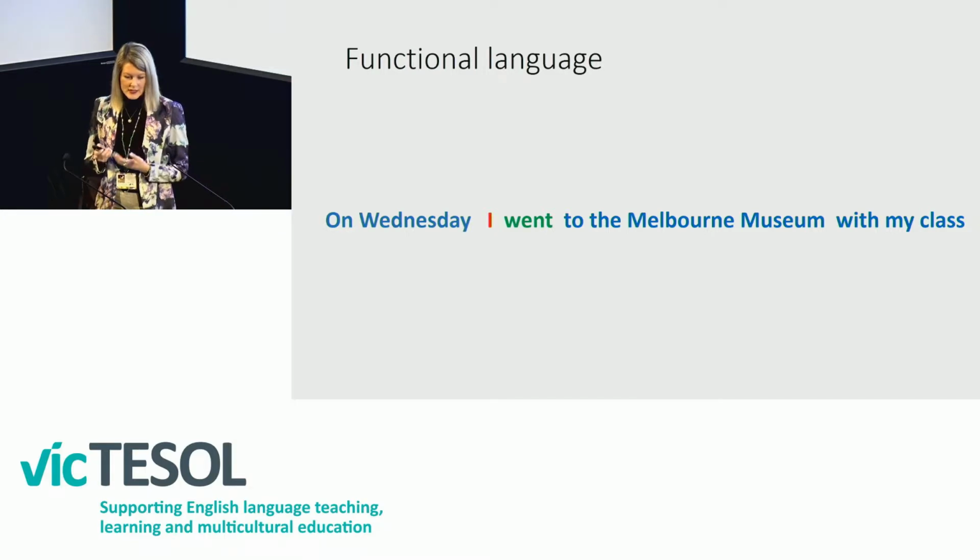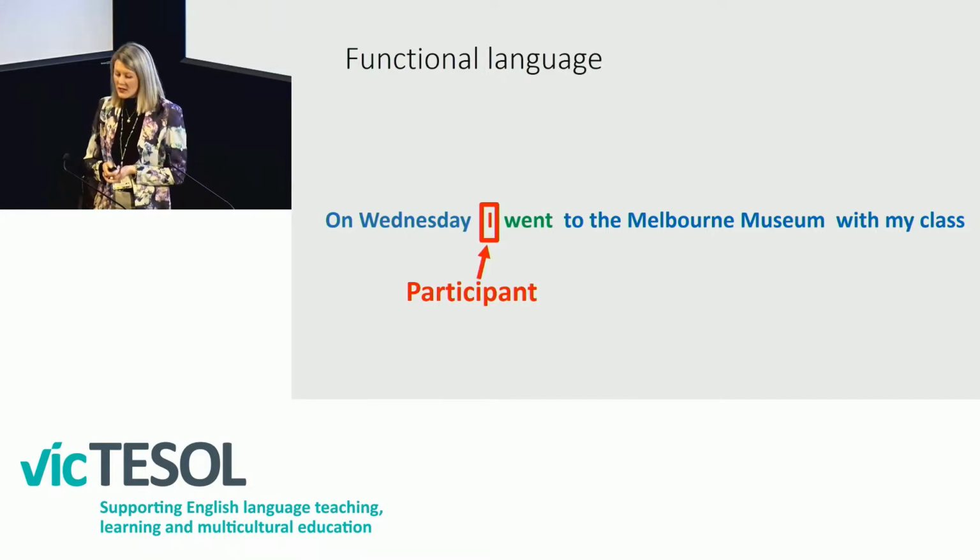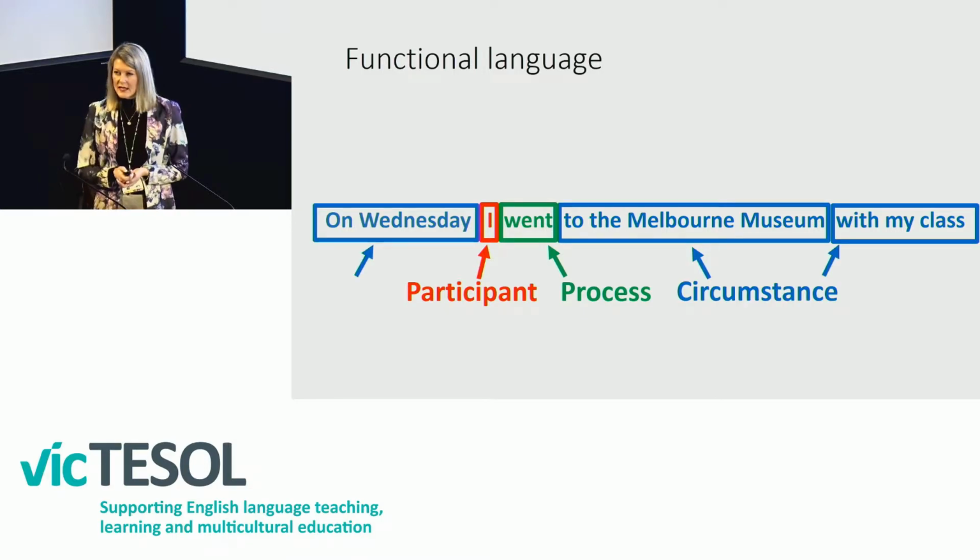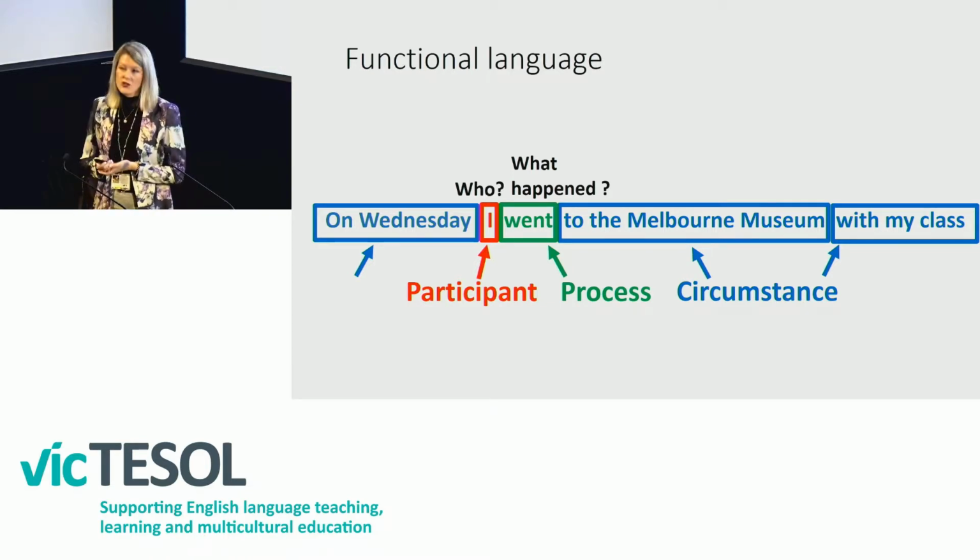A simple sentence consists of a single clause which is broken up into participant, process and circumstance. In other words, the who and the what and the when and so on. These are colour-coded to support students to identify and understand the different parts of a sentence. When I introduced this to the students, I used questions first, such as what happened, who, when, where and so on, and then gradually introduced the meta-language to them.